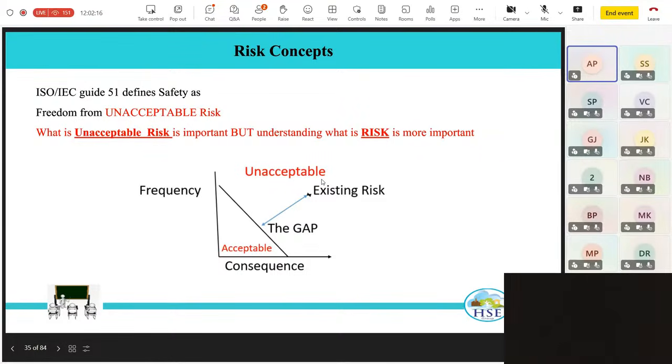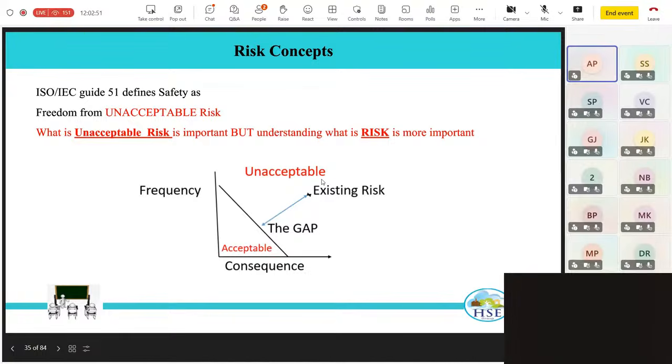Risk is nothing but a multiplication or a combination of frequency and consequences, F into C. And the resultant is called a risk. It is a mathematical quantity, and it can be expressed in mathematical terms. That's how I have expressed it here on a graph. The graph has two axes, the y-axis and the x-axis. On the x-axis, I am taking consequence. On the y-axis, I am taking frequency.